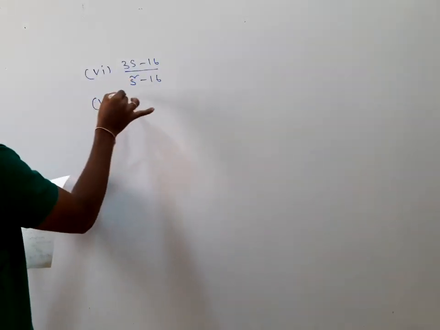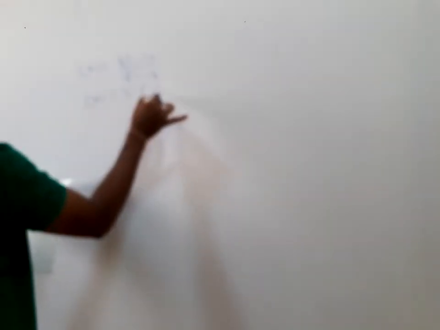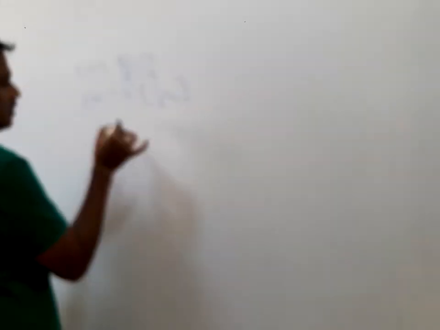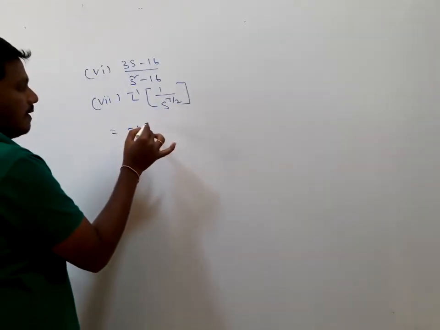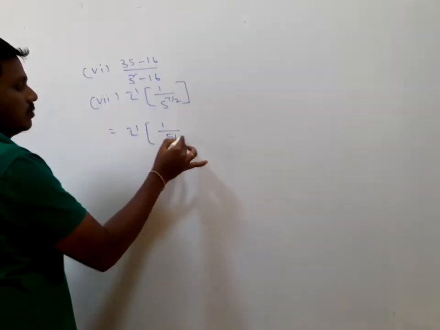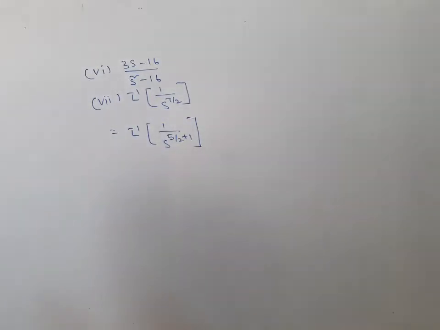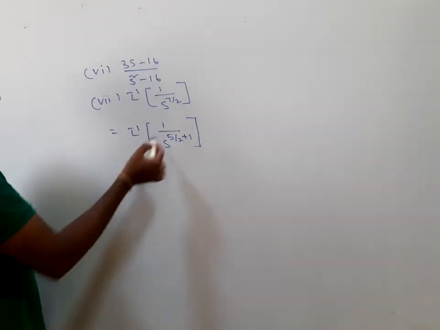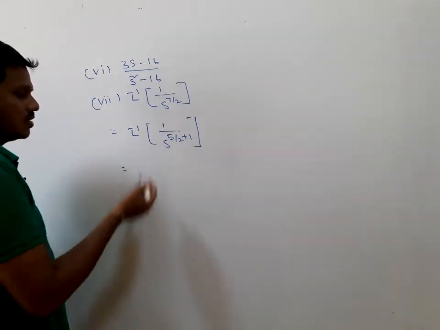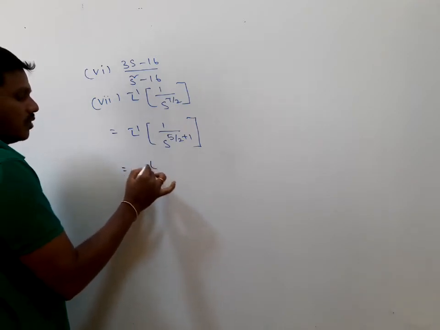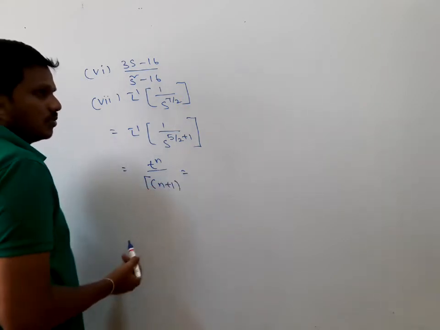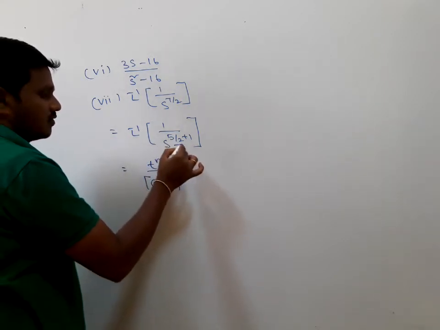Seventh one, L inverse of 1 divided by s to the power of 7 by 2. So see this one. Here 7 by 2 can be written as 5 by 2 plus 1, right? So it is 1 by s to the power of n plus 1. As 5 by 2 is not an integer, it is a rational number, that belongs to the real numbers. So what we have is t to the power of n divided by gamma of n plus 1, where n is equal to 5 by 2.